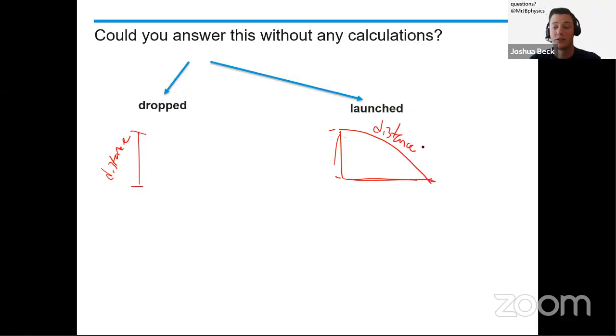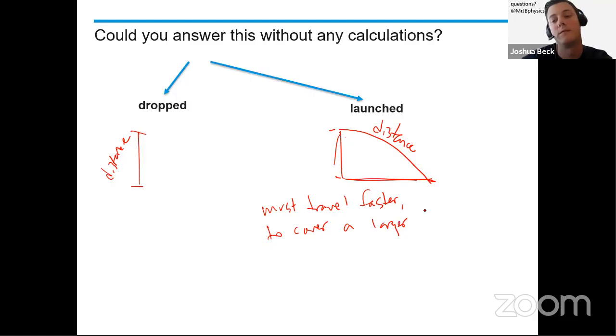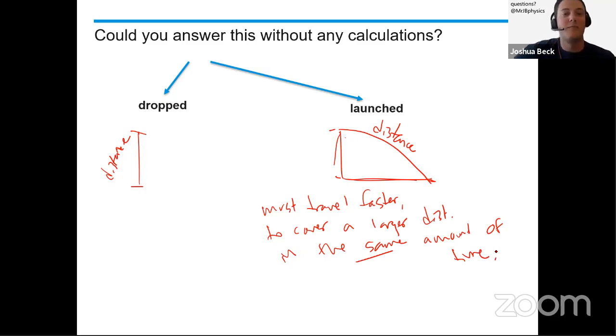So the one that's launched, we could say it must travel faster to cover a larger distance in the same amount of time. So now I've justified my answer that this launched projectile is actually going to be moving faster than the one that's just simply dropped. And I didn't even need to do any calculations. I can answer it in my words as well.